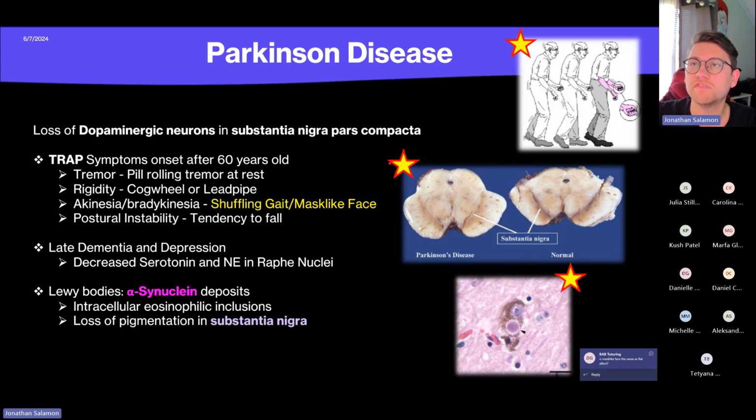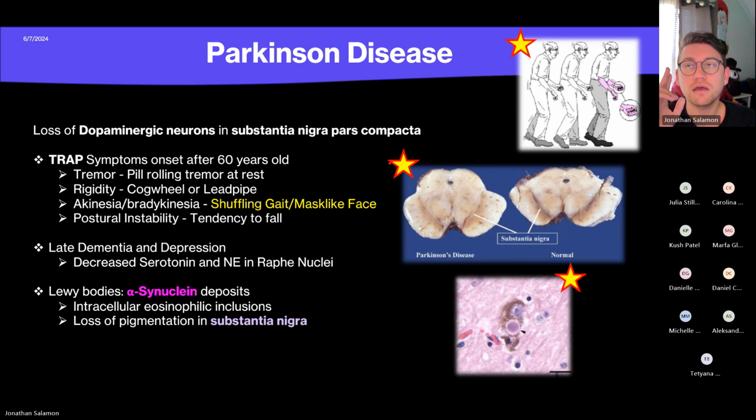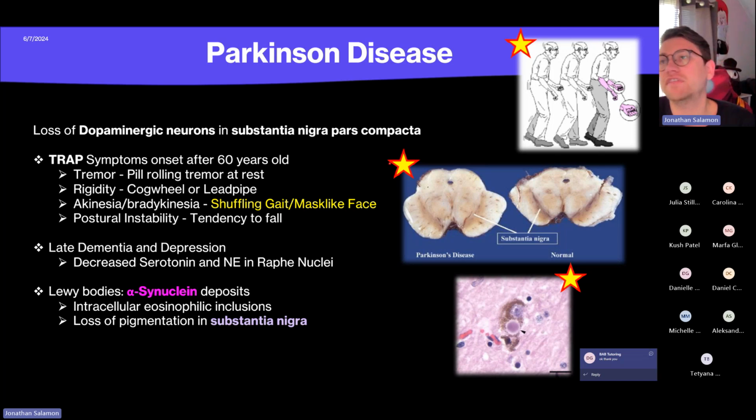Yeah, mask-like face is the same as flat affect. The only difference is if they say flat affect, they could be talking about psych disorders. Granted, Parkinson's causes depression, but so does Wilson's disease and Huntington's disease. Mask-like face is only used in the context of Parkinson's disease. I have never seen the word mask-like face used outside of Parkinson's disease. But yes, it is the same as flat affect. So no, there's no trap.